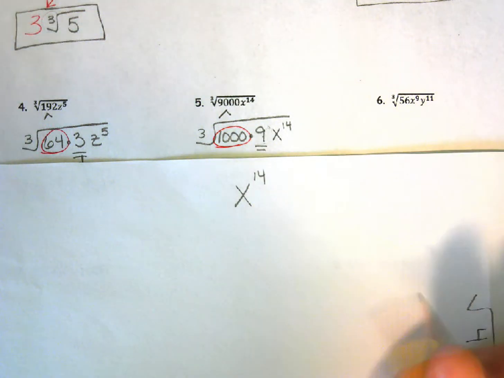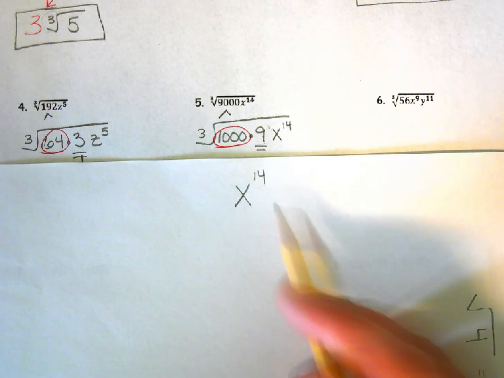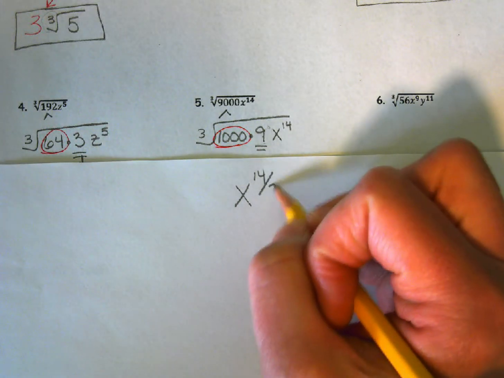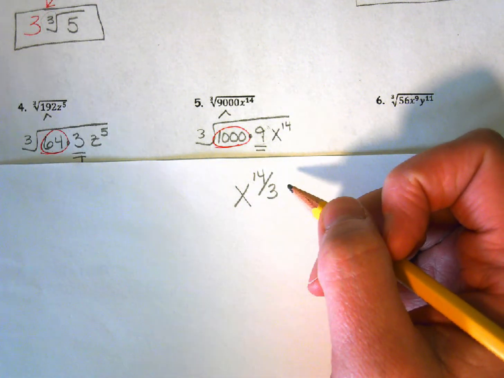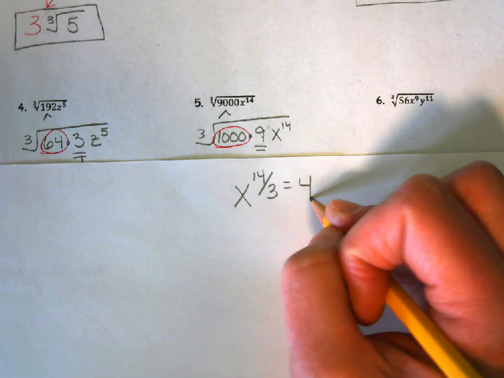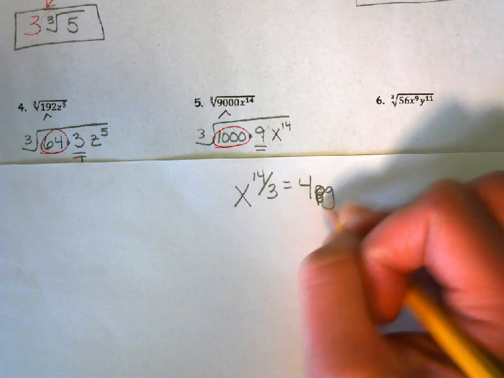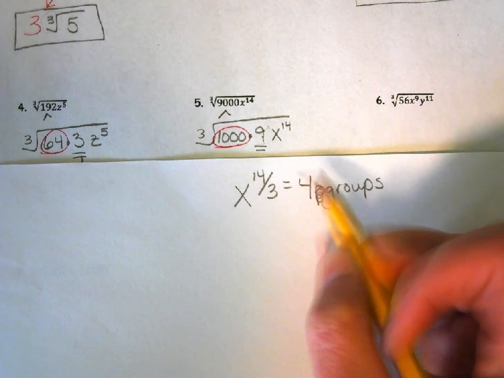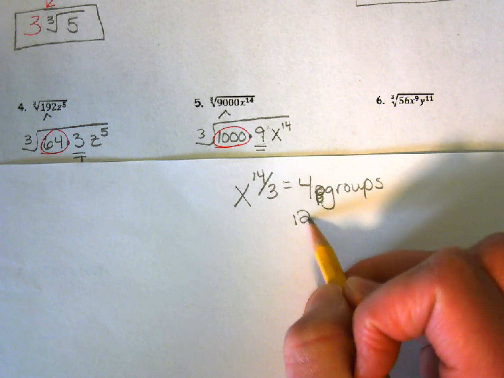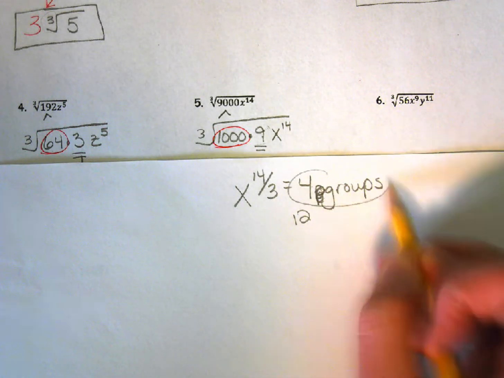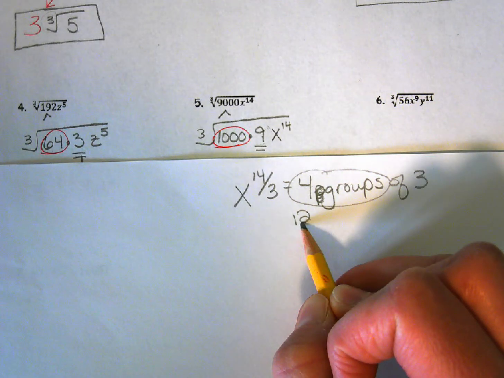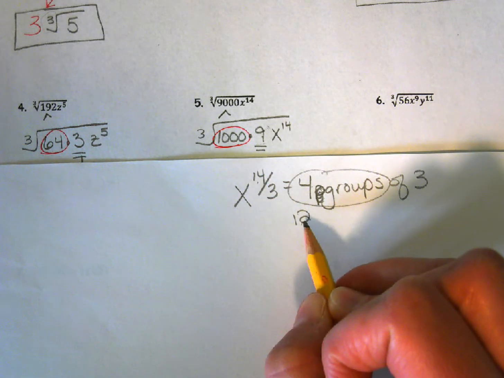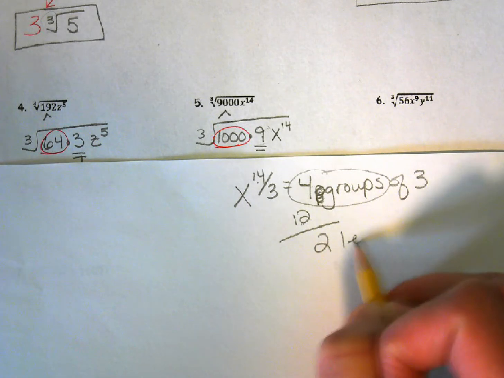I don't know if you really want me to write out 14 of these, but just think about dividing by 3. If we divide by 3, that means we would get 4 groups, because 4 times 3 is 12, right? So we would have 4 groups of 3, which gives us 12. And then if we go 14 minus 12, that means there's 2 left.